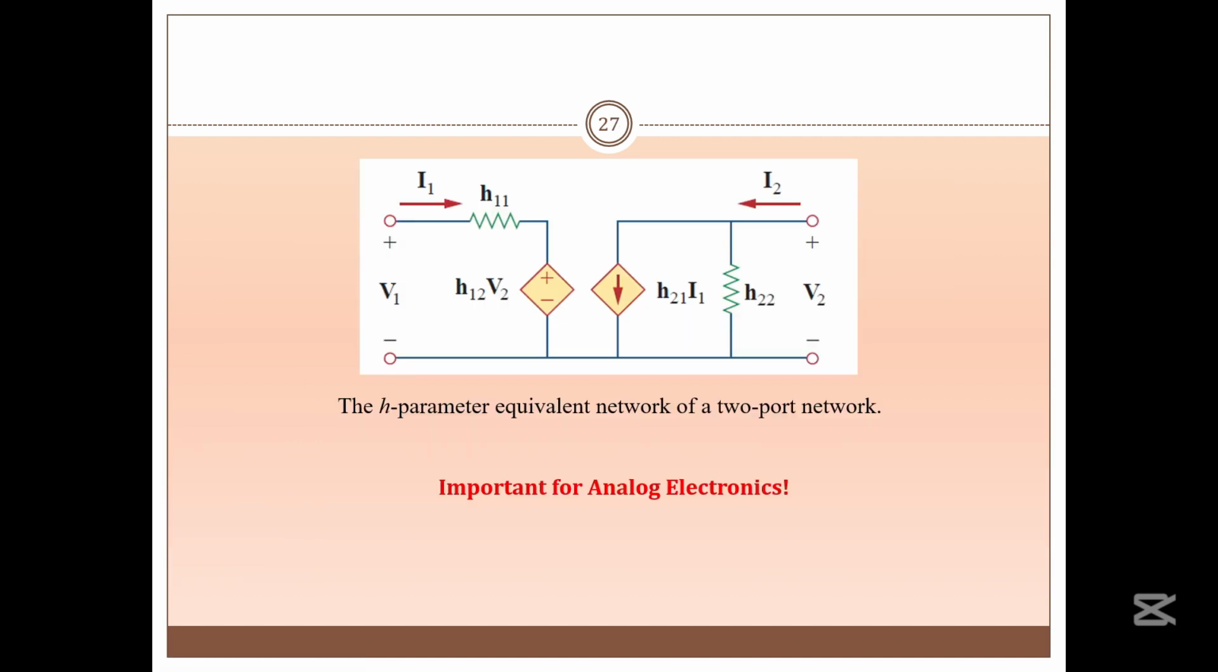So the H parameter equivalent network of a two-port network will be given like this. This is something important for analog electronics. If you analyze the circuit based on the H parameter, sometimes you will analyze based on the pi network, so it will look different.